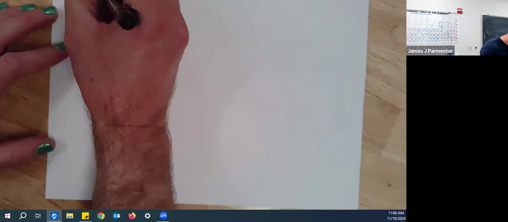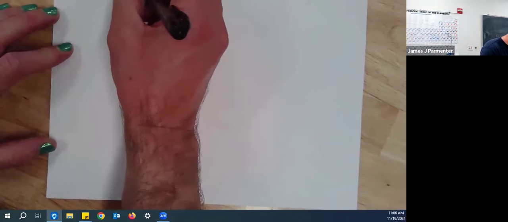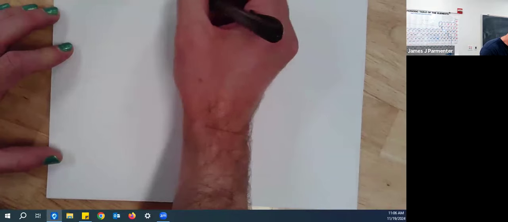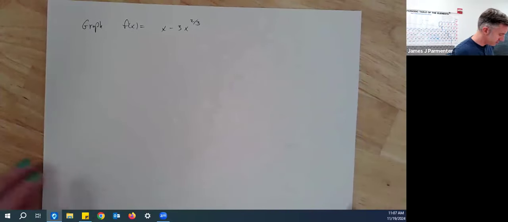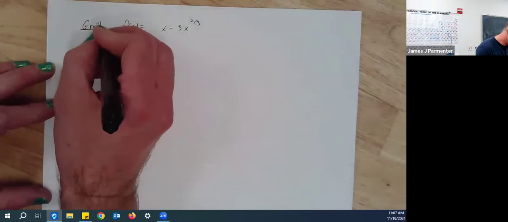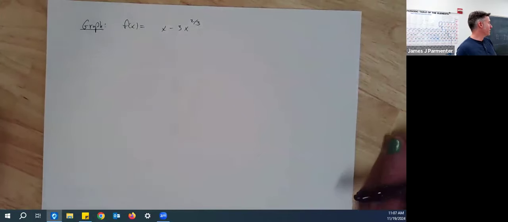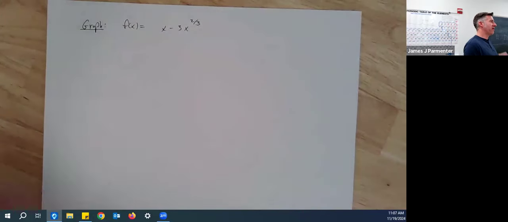Do I want to do this one? Yeah, let's do this one. Let's say we want to graph f of x equal to x minus 3 times x to the 2/3 power. Which I feel like we might have found the critical values for before, but we'll find them again. Sorry, you can't see that. So we're going to graph this, finding all the things. So when I say all the things, I mean we're going to find the intercepts, the asymptotes, the first derivative stuff, meaning relative extrema, and the second derivative stuff, meaning concavity and inflection points.